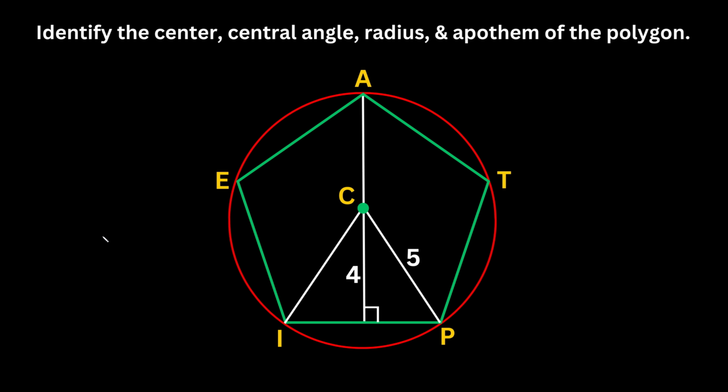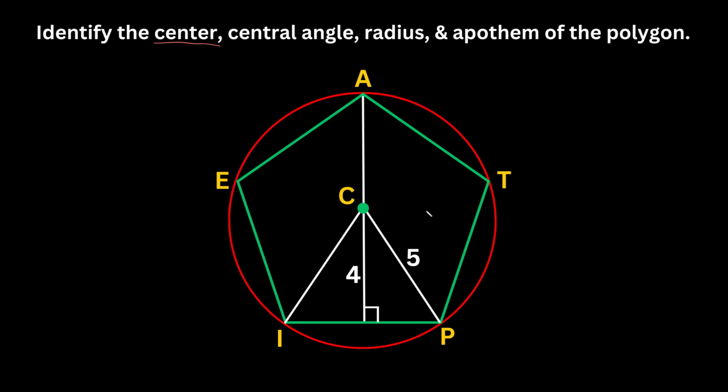So in this video, I'm going to teach you how to identify a few key concepts of a polygon inscribed in a circle. All right, so these are the things we want to find. We want to identify the center, a central angle, the radius, and an apothem of the polygon. All right, so first let's start easy. Let's just try and find the center of this polygon.